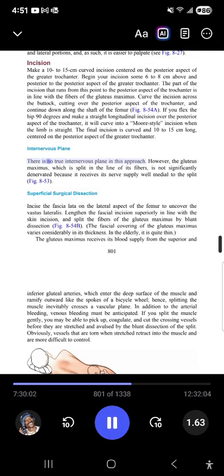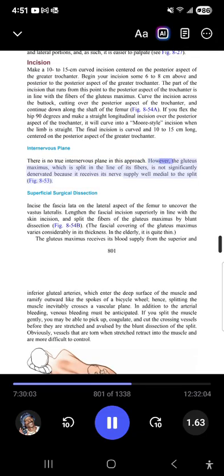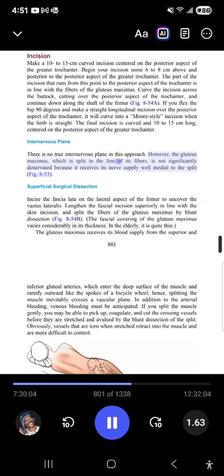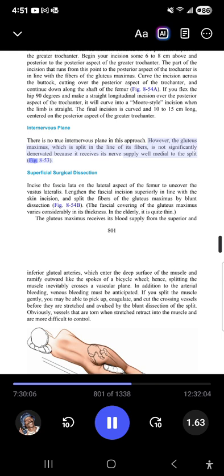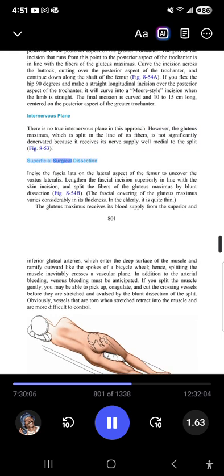Internervous plane. There is no true internervous plane in this approach. However, the gluteus maximus, which is split in the line of its fibers, is not significantly denervated because it receives its nerve supply well medial to the split. Figure 8-53. Superficial surgical dissection.